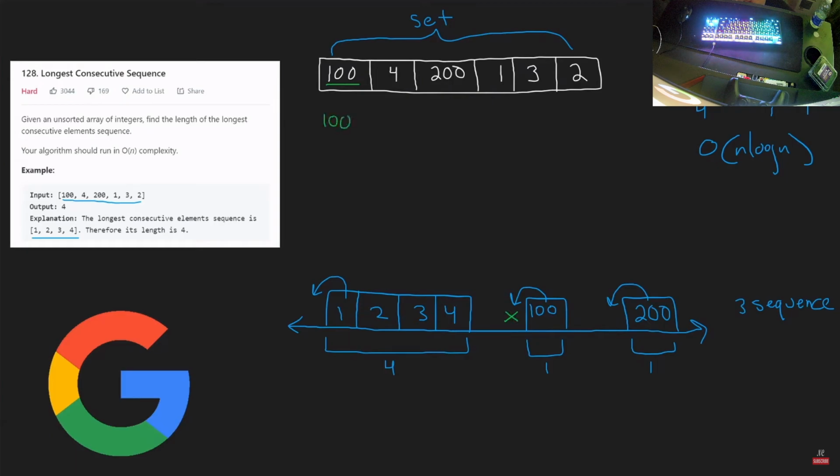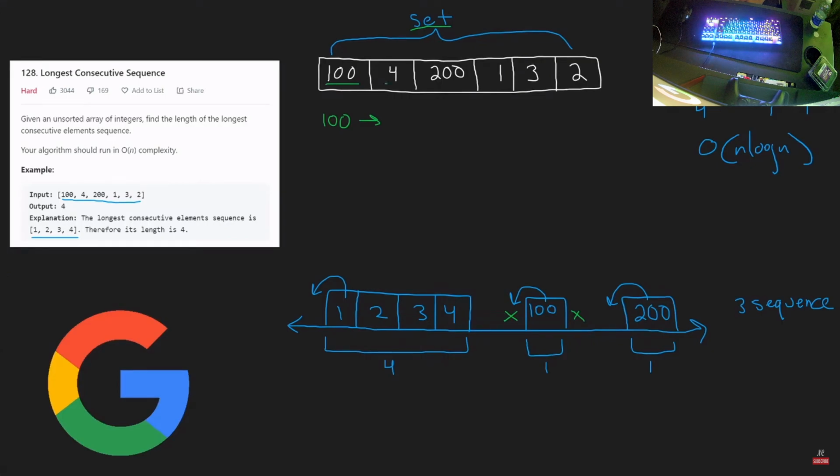We start at 100. Now to get the length of the sequence, we want to count how many consecutive numbers come after 100. So we want to know, does 101 exist in our sequence? Looking at the number line, obviously it doesn't, but how can we check this efficiently with code? Well, we already have a set that takes up this entire array, so let's just use our set to check if 101 exists. Since it doesn't, we can no longer continue this sequence.